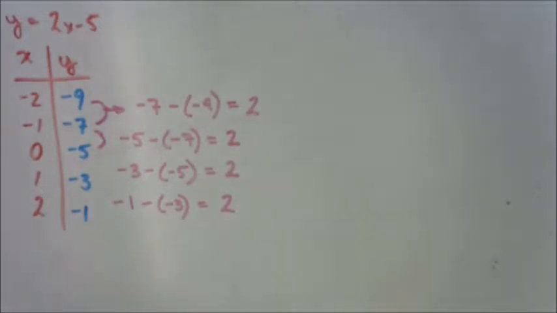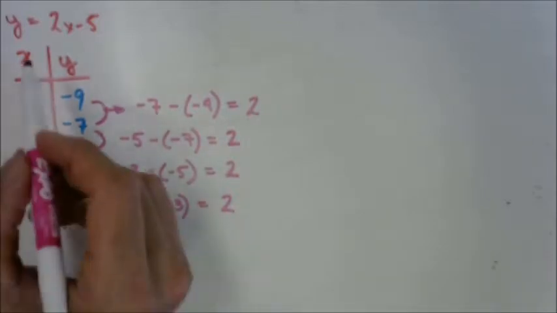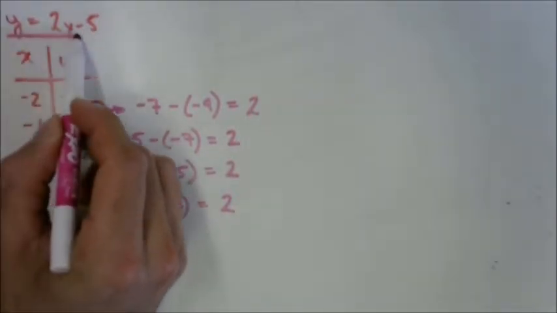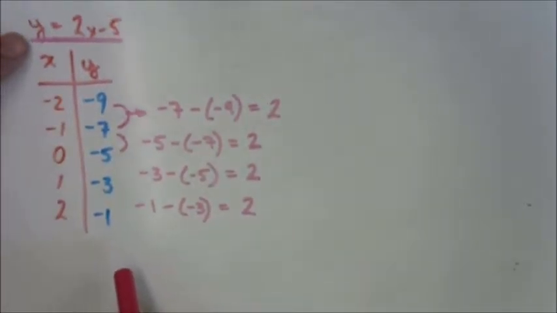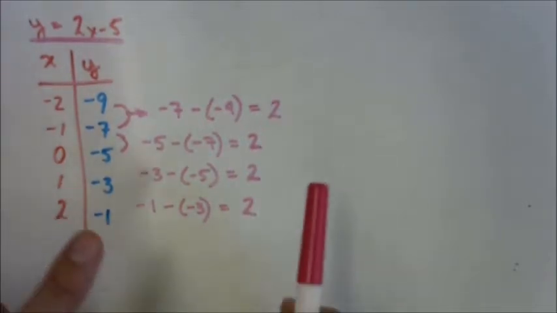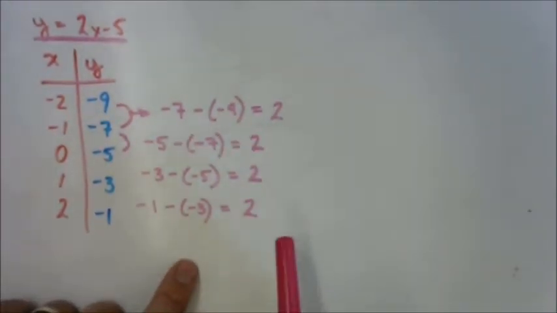They're all the same. They are constant. And look back at the equation. What type of equation was it? Is this linear or quadratic? It's linear. So in a linear system or a linear relation, the first differences are constant.